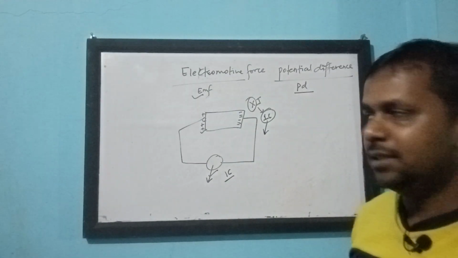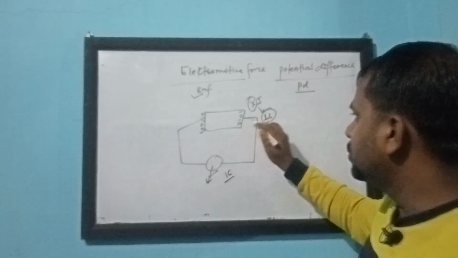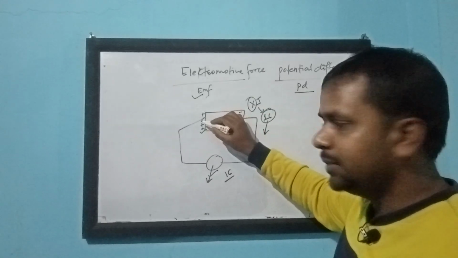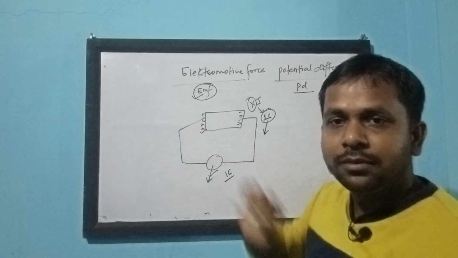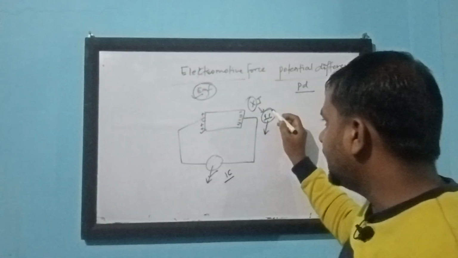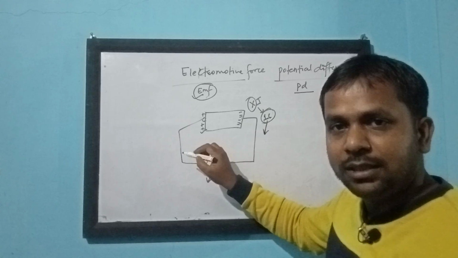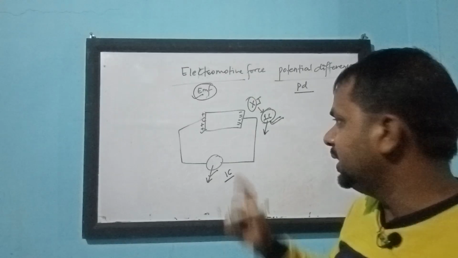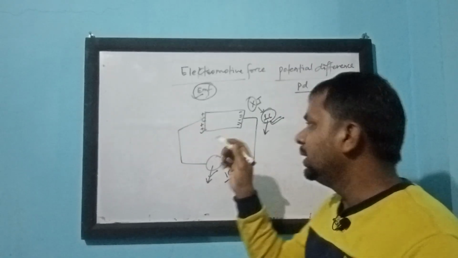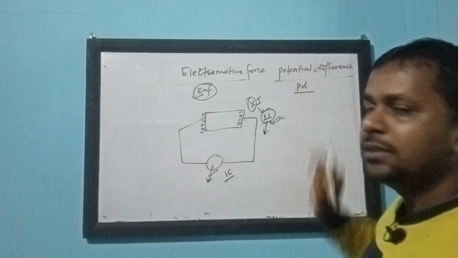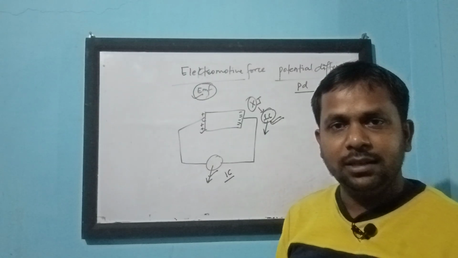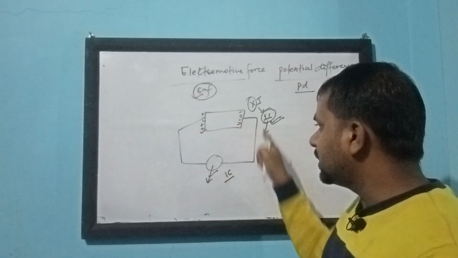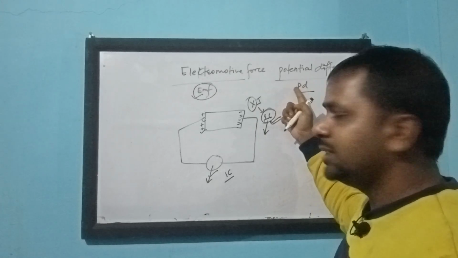We can summarize like this: energy supplied to 1 coulomb charge to move from one terminal to another terminal, that is called EMF of that cell. And when that 1 coulomb charge is moving in the circuit, how much work is done by this 1 coulomb charge when it moves from one terminal to another terminal? That work done is called potential difference. I hope you are understanding. Energy supplied, that is called EMF. Work done, that is called potential difference.